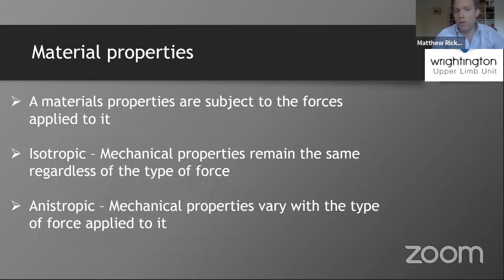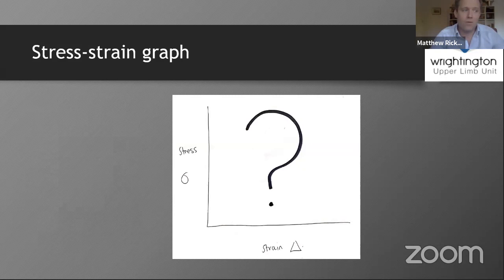All material properties are subjected to the forces you apply through them. With isotropic materials, the mechanical properties remain the same regardless of the direction of force going through them. An anisotropic material is one where mechanical properties vary with the direction of force applied to it. An example of that would be cortical bone and cancellous bone, while isotropic is classically metals. Therefore it's necessary to use a stress-strain curve to analyze material properties to allow their comparison, and hopefully we'll understand them more.